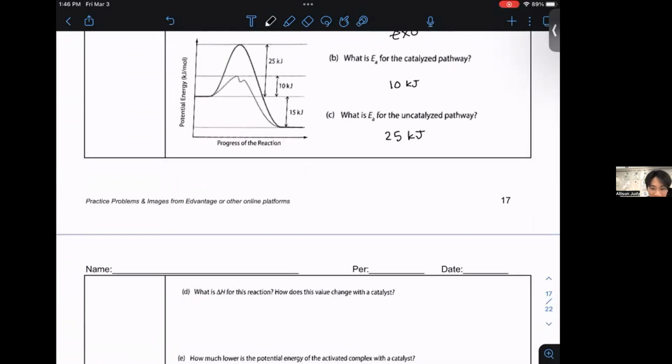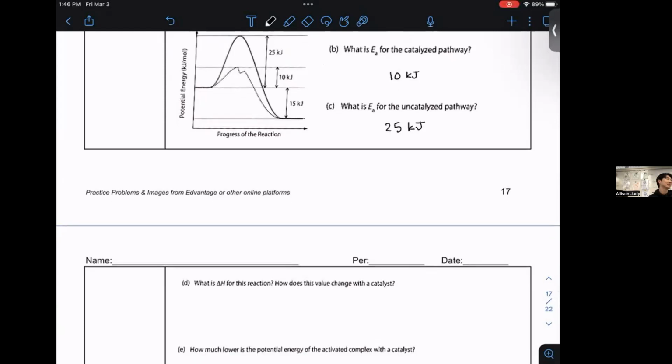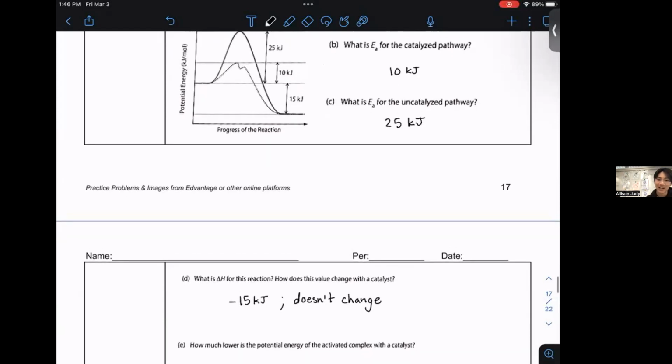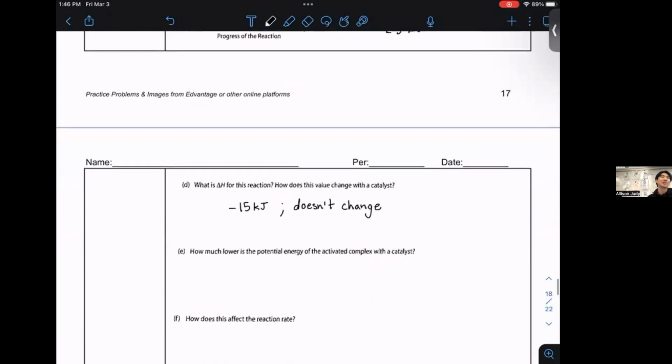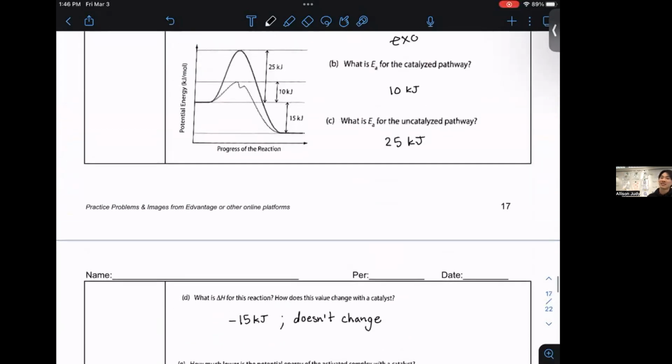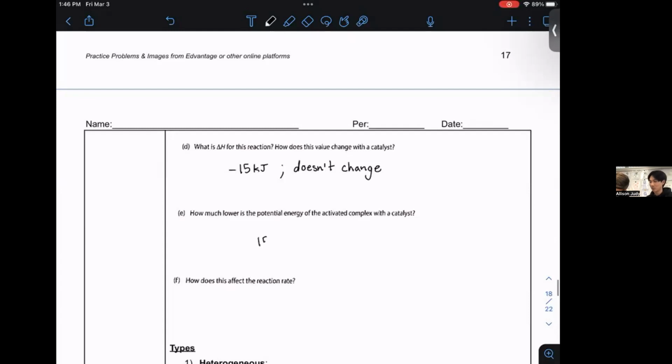What is the change in H for this reaction, and how does this value change with the catalyst? Someone, what is delta H? Remember, catalysts only affect the activation energy. It does not affect the final and initial, and enthalpy is all about final and initial. And how much lower is the potential energy of the activated complex with the catalyst? 15 kilojoules per mole.